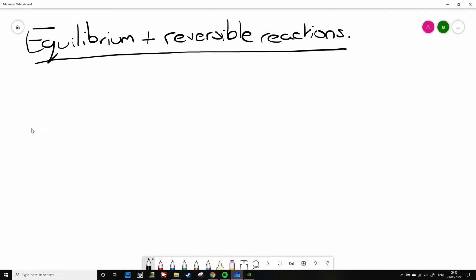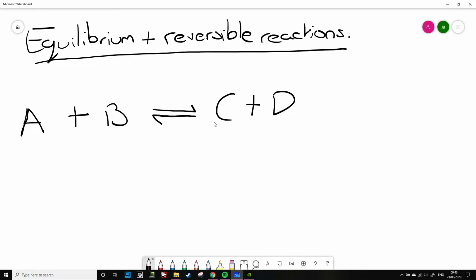So let's go for an example of an equilibrium reaction. I'm going to use A, B, this goes to make C plus D. We'll use this as an example. Now at first you have a lot of A and B and no C and D, because these are reactants and these are our products. And you wouldn't expect to start with products at the start of a reaction.